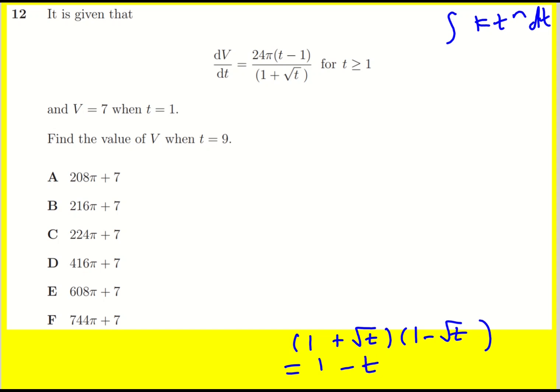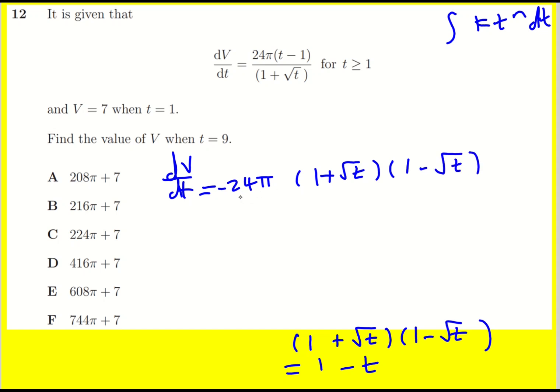Then we would get 1 minus root t squared, or 1 minus t. Okay, so now we're getting somewhere, because what we can do is say dv by dt is equal to 24 pi. I'm just going to put that to the left. And then I can either times top and bottom by 1 minus root t, but probably best to just factorize that top. I've got t minus 1. If I make it minus here, then I'll have 1 minus t, and I can write 1 plus root t times 1 minus root t all over 1 plus root t. And these cancel, and suddenly my function's got a whole lot simpler.